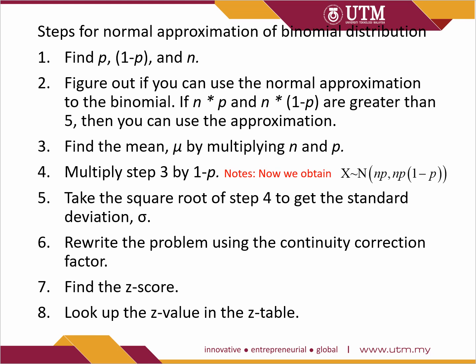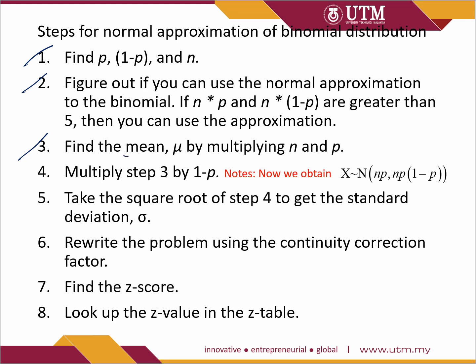So how can we use the normal approximation? These are the steps. The first one, you have to find the p, 1 minus p, and n because this is a binomial distribution problem. And then figure out if you can use the normal approximation to the binomial. If np and n(1 minus p) are greater than 5, and also n is greater than or equal to 30, then you can use the approximation.